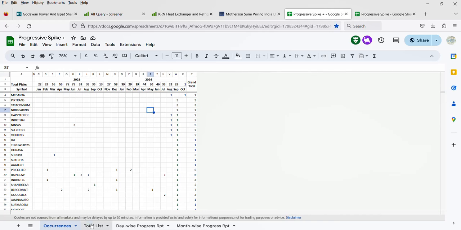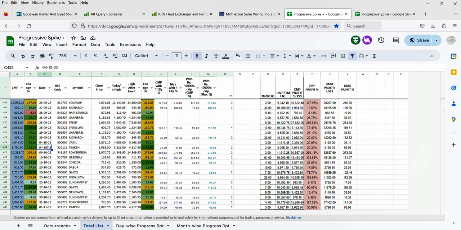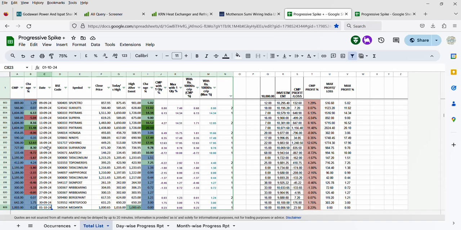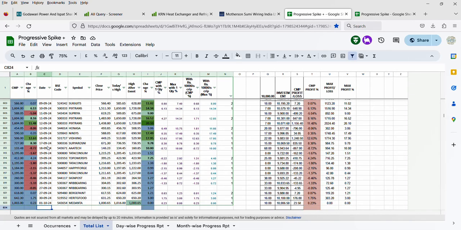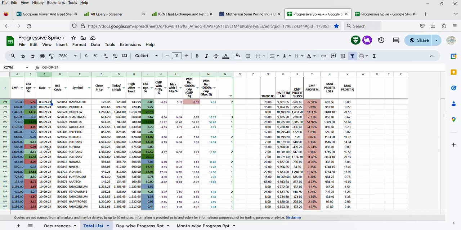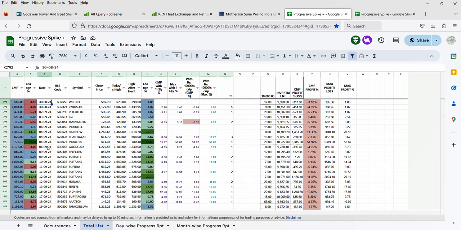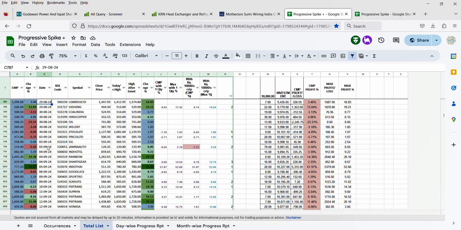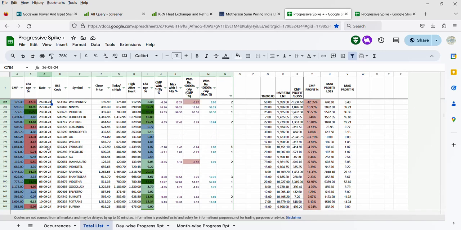So next is the total list. In the total list, if you press control and down arrow, if you go down to the bottommost line, you will find the latest pick. If you scroll up, you will find that many of them have proven, like Indothai, which came on 5th September and is now up 51%. There are loss-making companies. If you watch it on a regular basis, you will find that it must have performed.